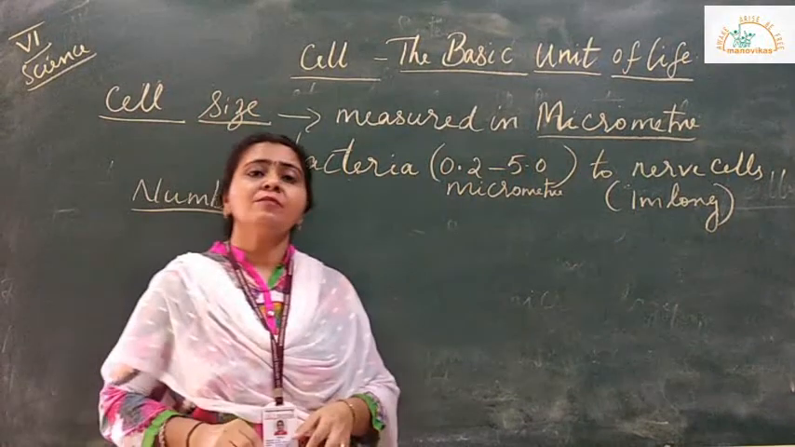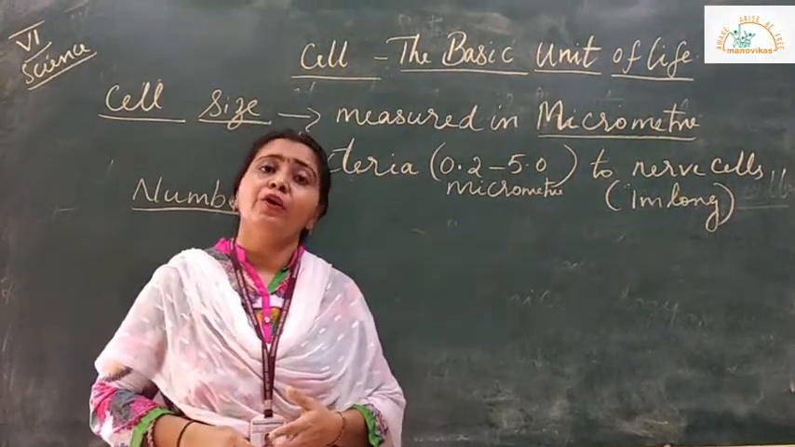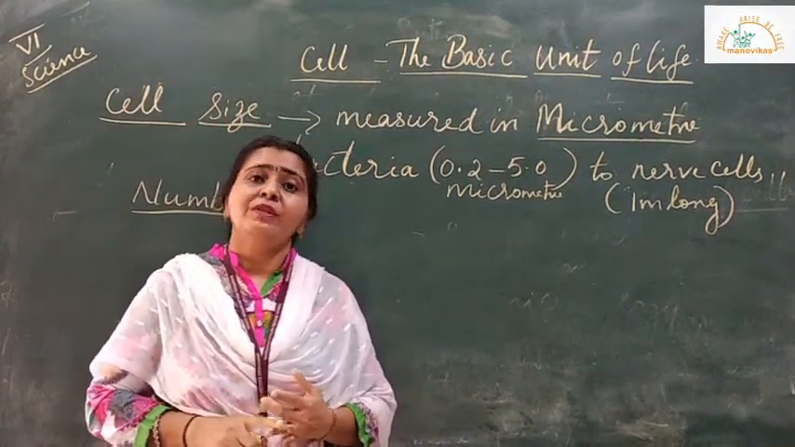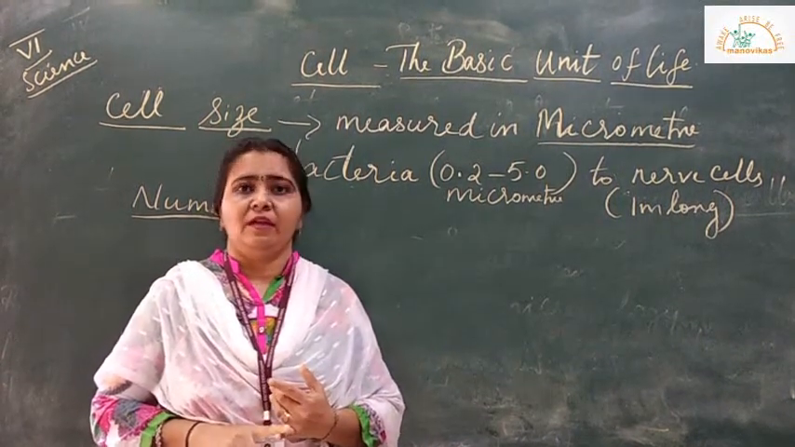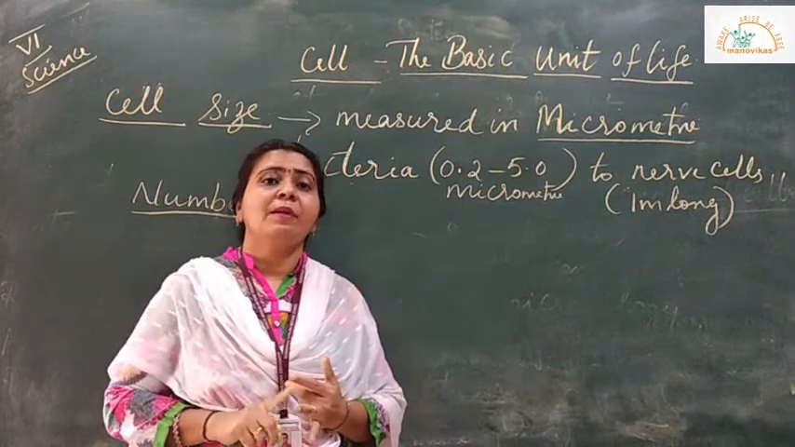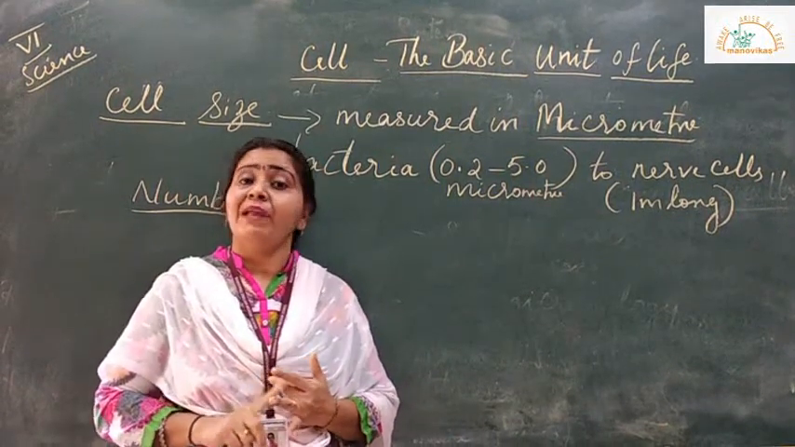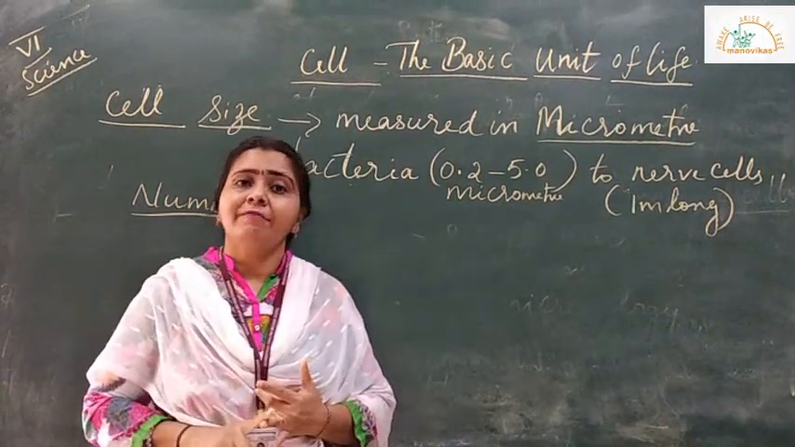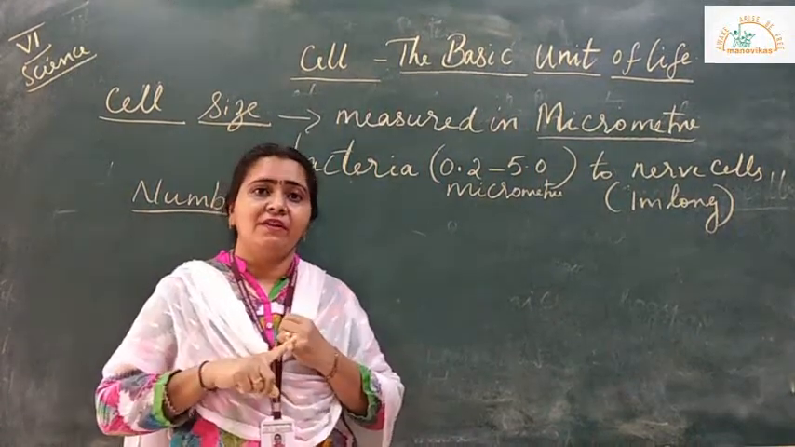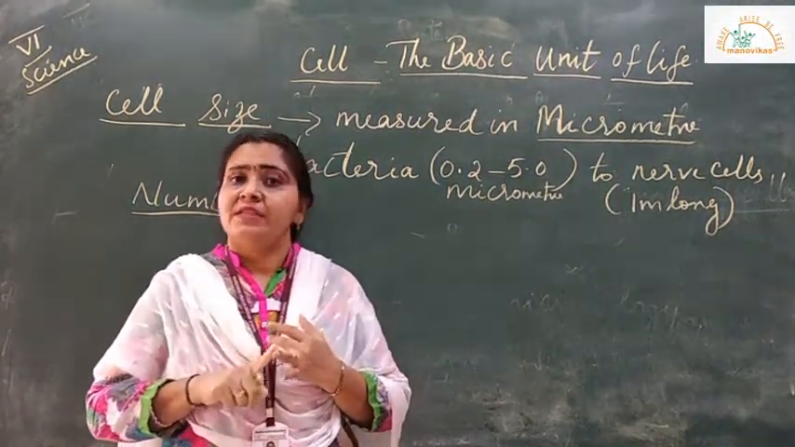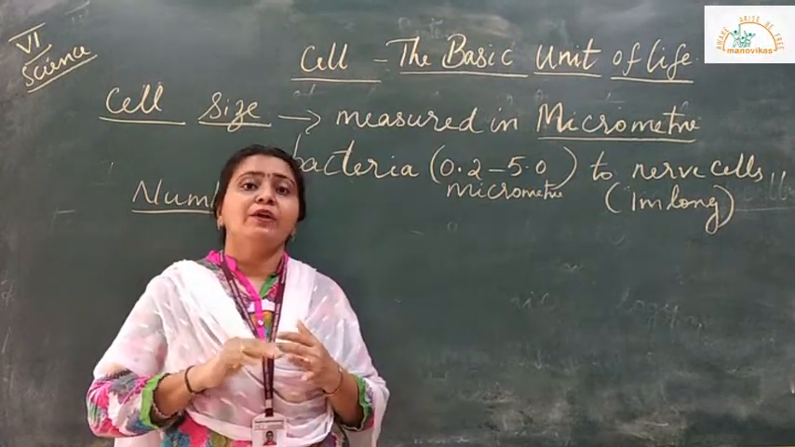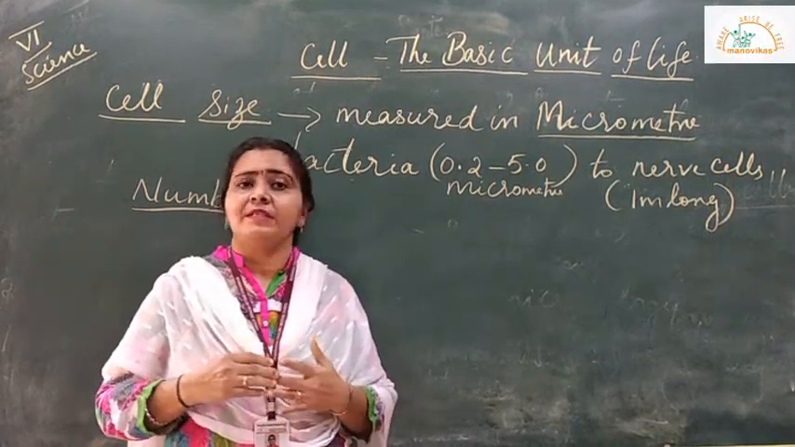That is, organisms may be unicellular or multicellular. Unicellular means their body is made up of a single cell, and multicellular means their body is made up of many cells. Examples of unicellular are bacteria and amoeba. And multicellular, human being. A human being is multicellular.